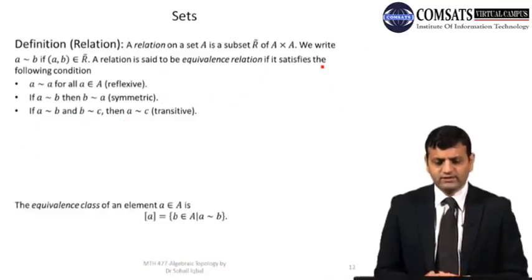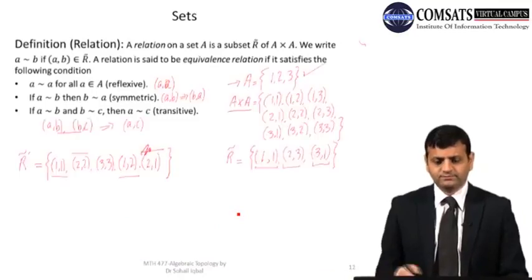The equivalence class of an element a is denoted by square brackets [a], and this is equal to the set of all elements b belonging to A such that a is related to b. Let's go back to our example and see what the equivalence class of, for example, 1 is. The equivalence class of 1 is the set of all elements related to 1. 1 is of course related to 1, so 1 is part of this equivalence class. Another element related to 1 is 2. So the equivalence class of 1 is {1, 2}.